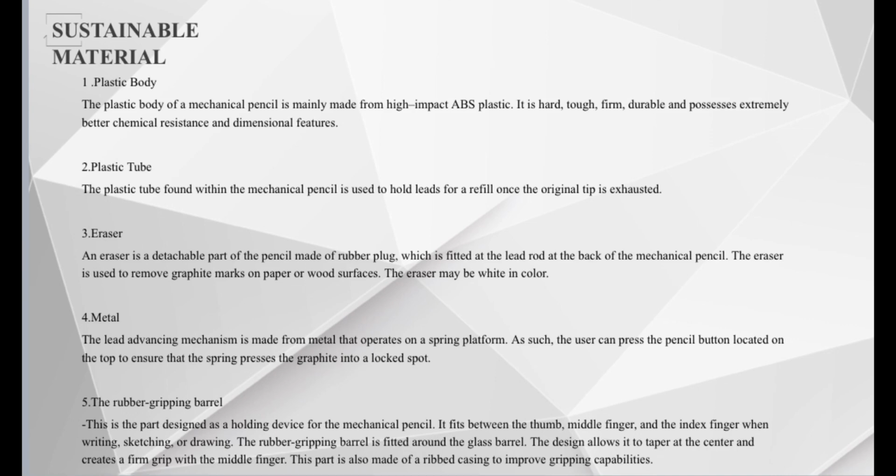3. Eraser. An eraser is a detachable part of the pencil made of a rubber plug, which is fit at the lead rod at the back of the mechanical pencil. The eraser is used to remove graphite marks on paper or wood surfaces. The eraser may be white in color. 4. Metal. The lead advancing mechanism is made from metal that operates on a spring platform. As such, the user can press the pencil button located on the top to ensure that the spring presses the graphite into a lock spot.